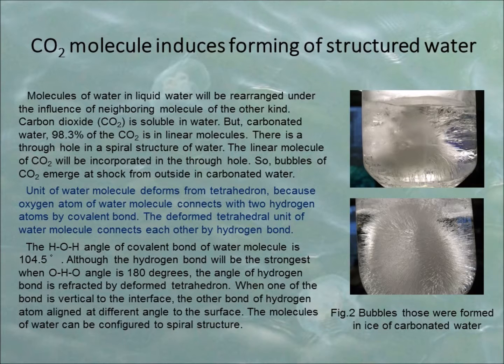Although the hydrogen bond will be the strongest when the OHO angle is 180 degrees, the angle of the hydrogen bond is refracted by the deformed tetrahedron. When one of the bonds is vertical to the interface, the other bond of the hydrogen atom is aligned at a different angle to the surface. The molecules of water can be configured into a spiral structure.